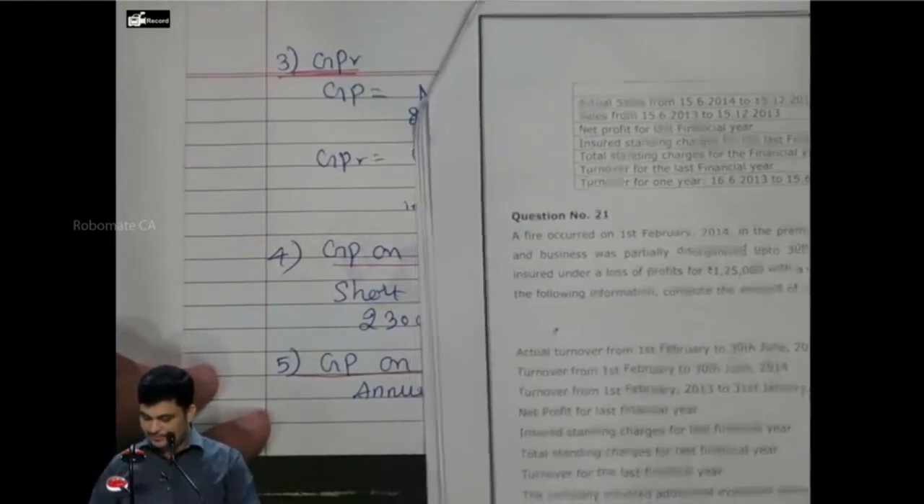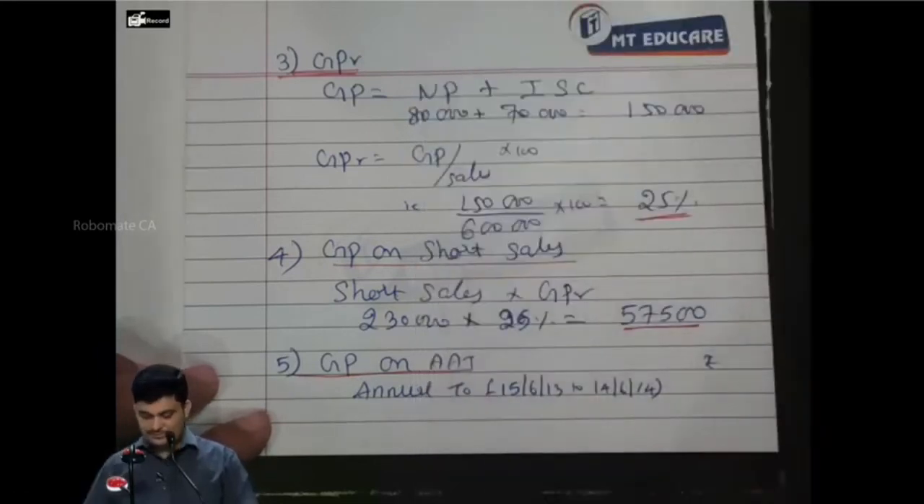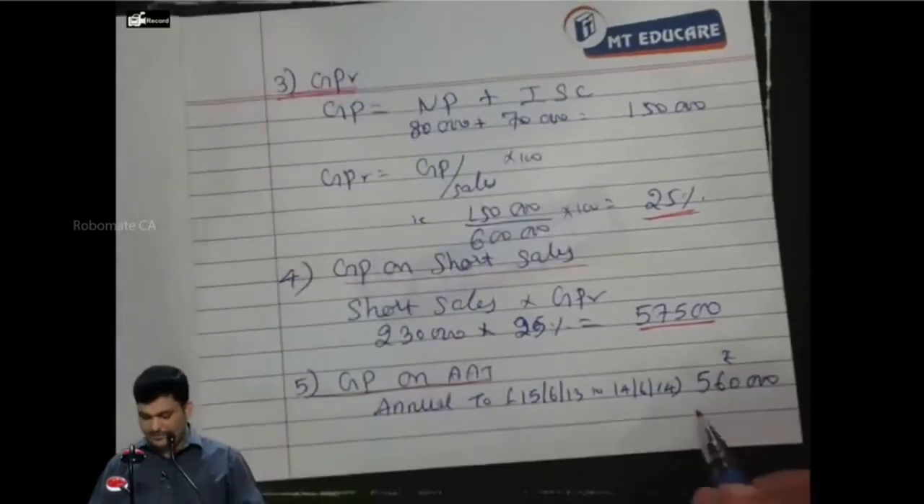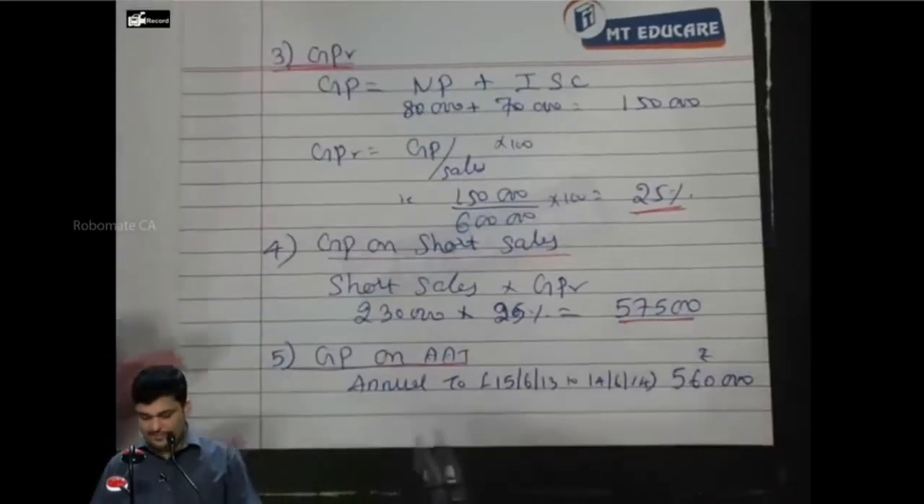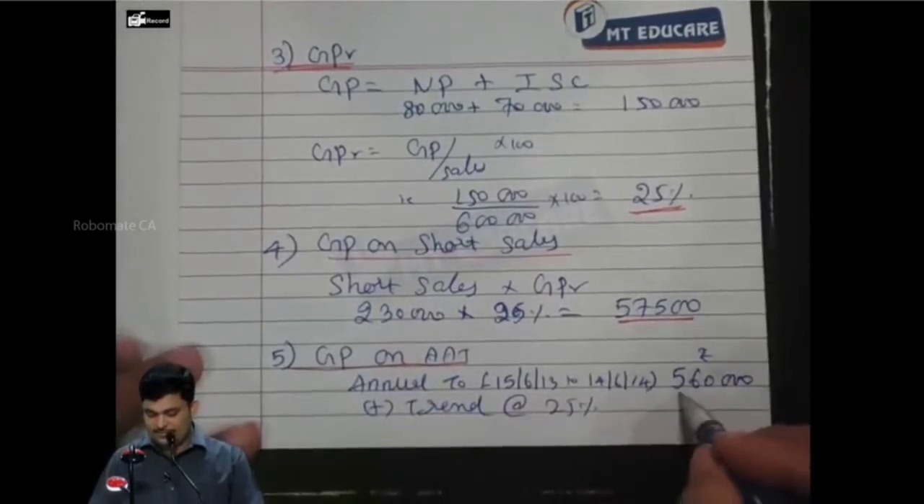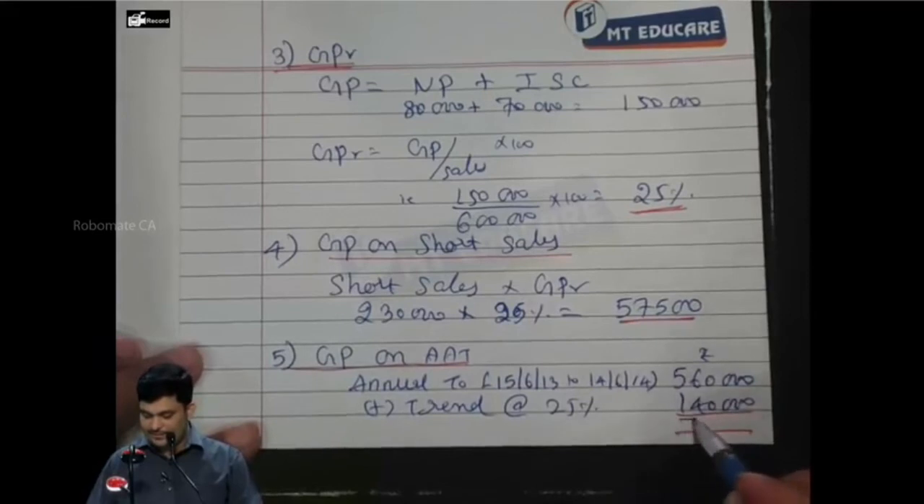5,60,000. Other day going to change it. It's okay. 5,60,000, don't look at it too much. 5,60,000 plus trend at 25%, that is 1,40,000. It will be 7 lakhs.